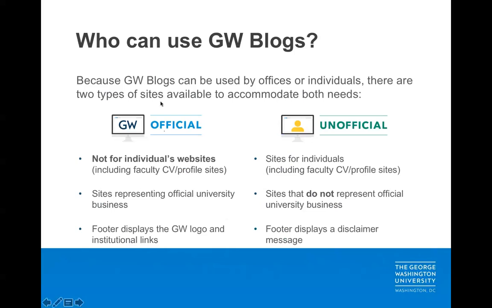To request an official blog site, there's a form on blogs.gw.edu that you will fill out. The submissions to that form go to my team as well as a couple of key people in the division of IT. We review those on a weekly basis, and if they're approved, we go ahead and turn that site on for you and get you access to it.